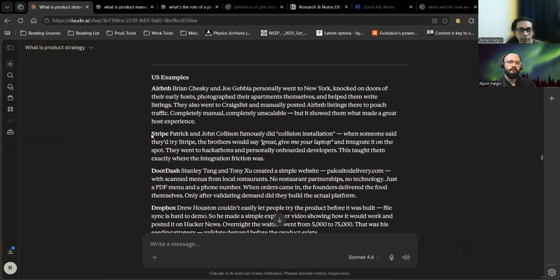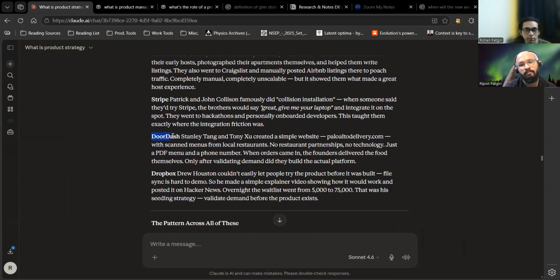So I think Stripe, have you heard of Stripe? Yes, it's some kind of payment thing. I don't think it's available in India. Or maybe it's a B2B kind of thing, but anyways, it's a payment. So how did they do it? Even they do this. They went to hackathons and personally onboarded developers. So again, personally going to people and helping them install their own software in their application and on their laptop and showing how it works and so on.